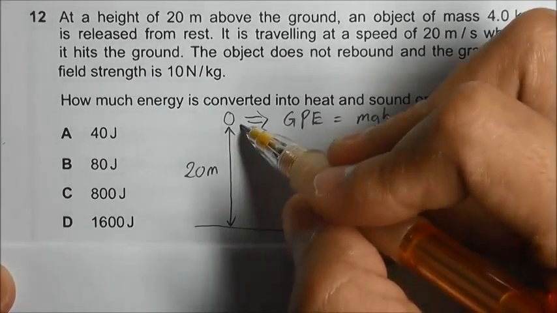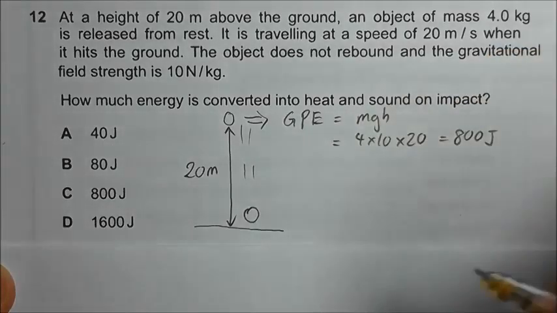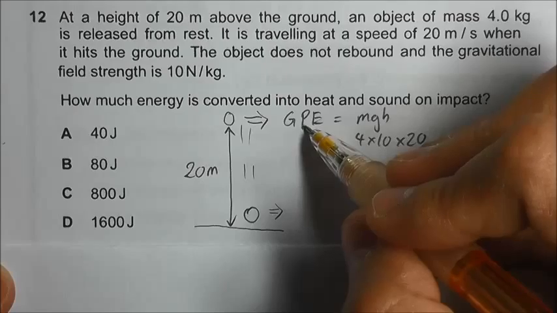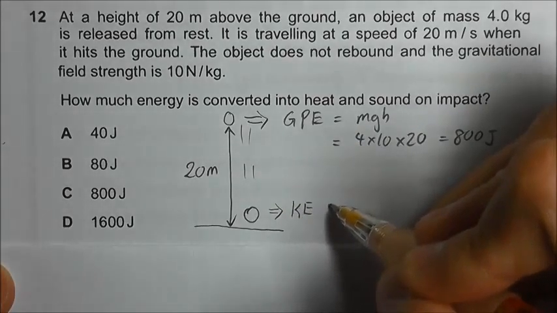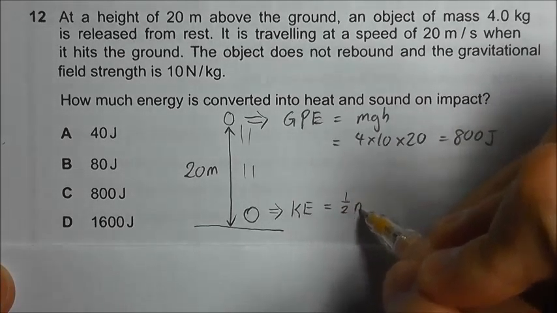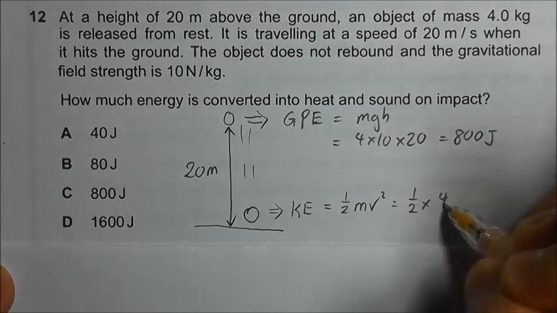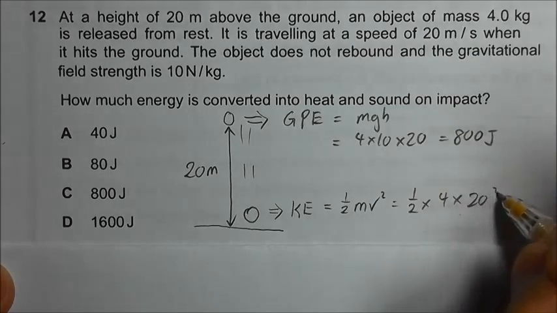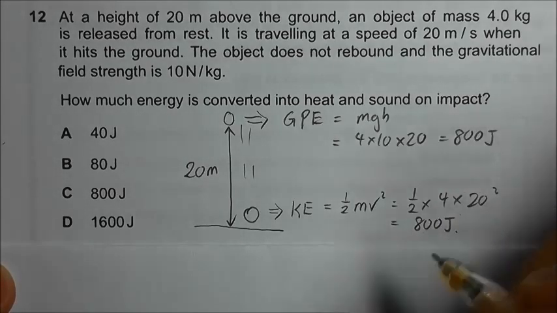So as it falls downwards, just before it touches the ground, the gravitational potential energy will be converted to kinetic energy, which can be calculated by the formula half mv squared. That will be half times 4 times 20 squared. And we also get 800 joules of energy.